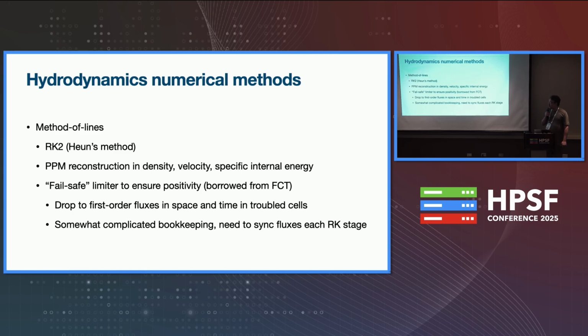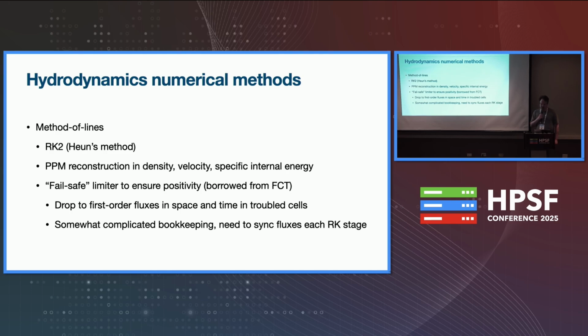So our numerical methods are a little bit different from some AMReX codes. We have a Runge-Kutta integration using the RK2 SSP, or Heun's method. And then we use PPM reconstruction in density, velocity, and specific internal energy. The reason we do this is it's really robust and seems to work better for our problems, which have supersonic turbulence in a lot of cases because we have really strong radiative cooling.